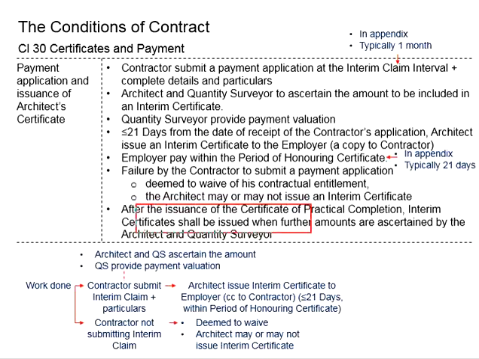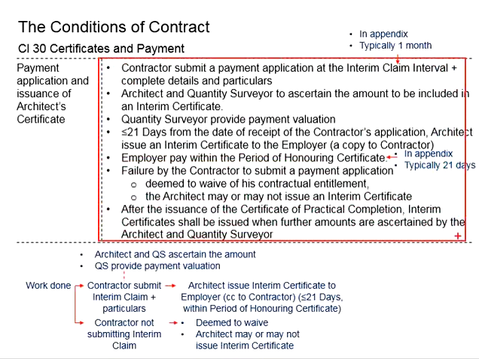Next, after the issuance of the certificate of practical completion, theoretically the work has already been completed. On such basis, there shall not be any interim certificate. However, if there are further amounts that are ascertained by the architect and quantity surveyor, an interim certificate shall be issued. That means if there is no further amount, there shall not be any interim certificate after the certificate of practical completion. So let us digest the information here.